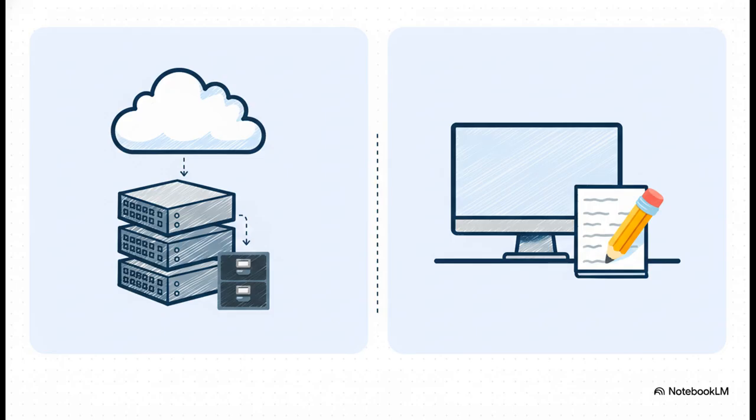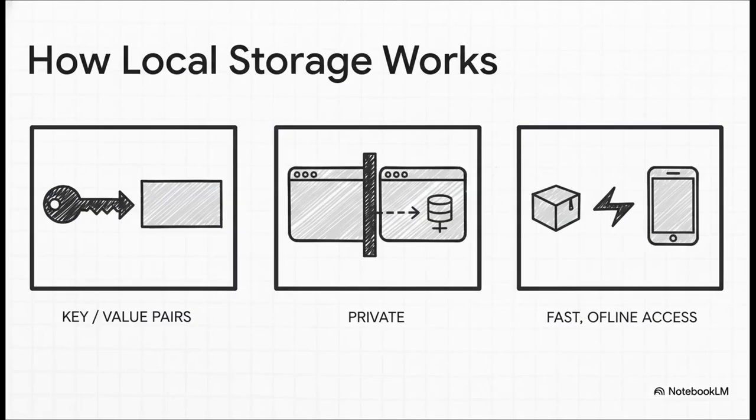Okay, so the really big difference here is just where this stuff is stored. The database is the company's central filing cabinet, way over on their servers. Local storage is more like keeping a few important notes right there on your own desk. It's faster to get to, and it's more private. So how does it work? Well, it uses a really simple system of key/value pairs. The website might store a key called username with the value Sam Smith.